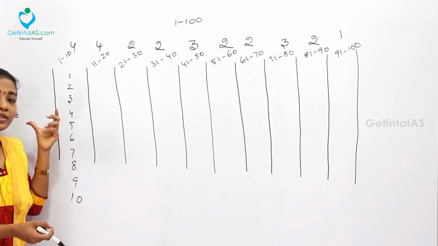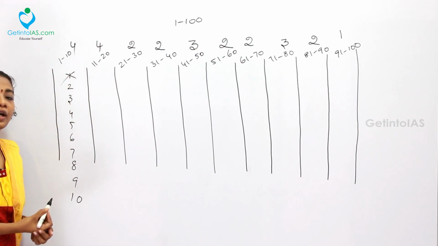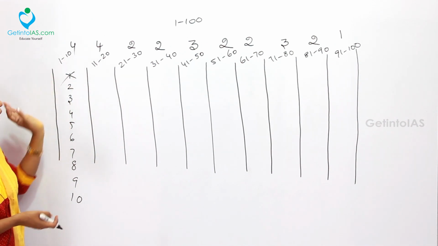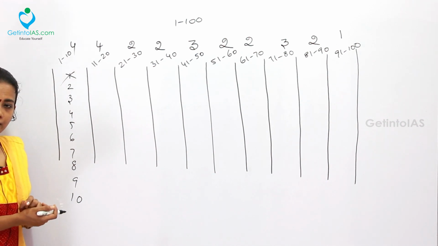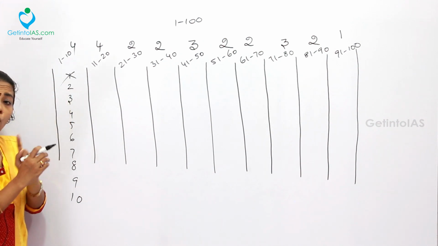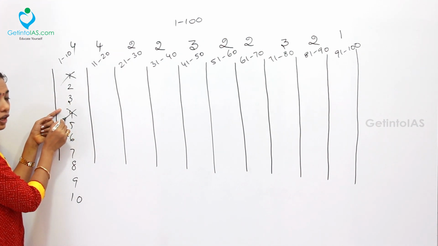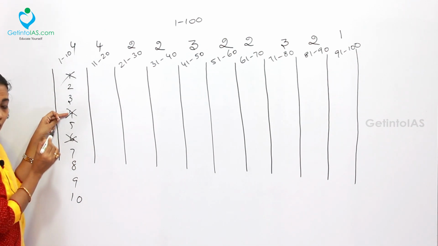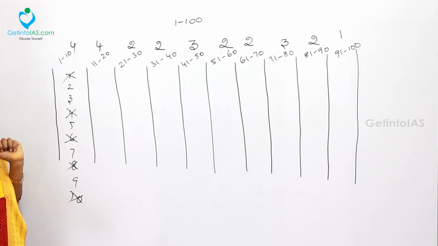So, in that, what does the first property say? 1 is not a prime number nor a composite number. I have struck out 1 because it is not a prime number, right? After 2, what does the second property say? After 2, no even numbers are in the list of prime numbers. So, strike out all the even numbers. After 2, 4 is an even number, struck out. 6 is an even number. 8 is an even number and 10 is also an even number.